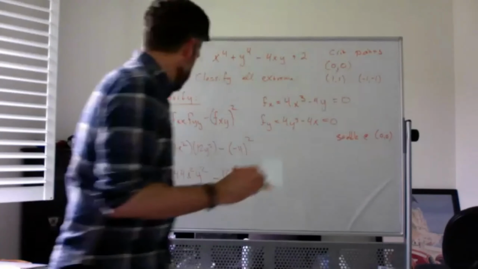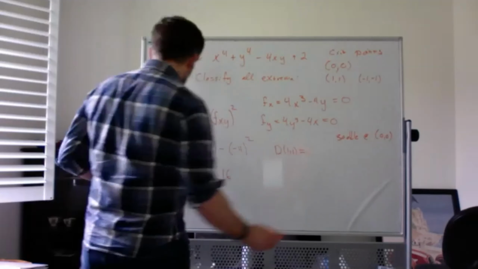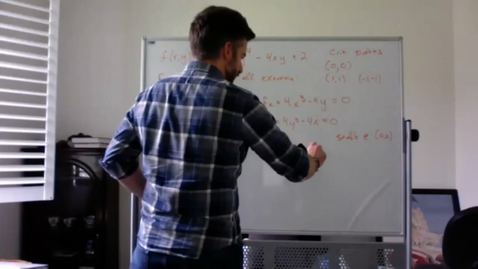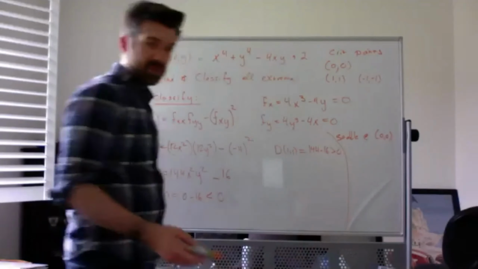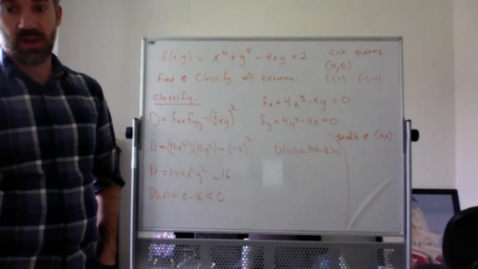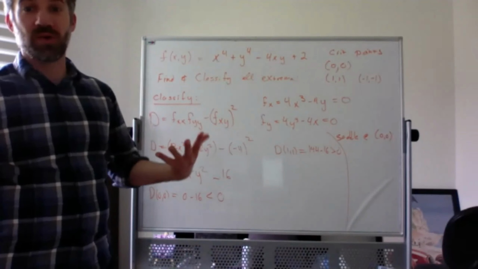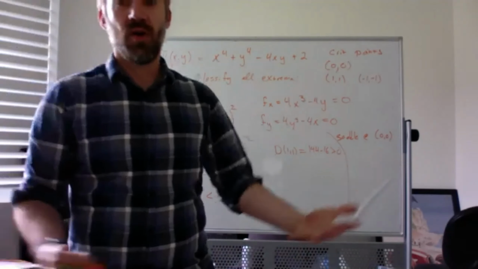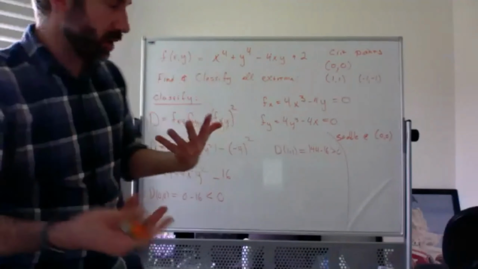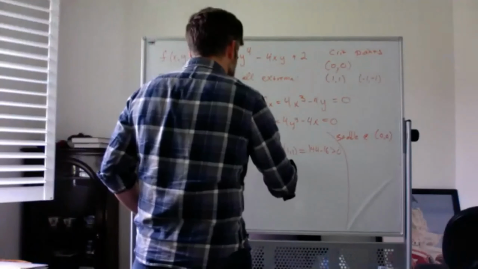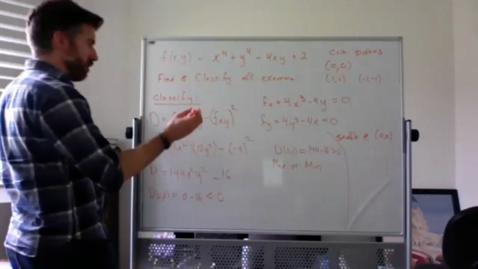Okay. So then at 1, 1, we're going to get 144 minus 16. Again, I don't really care what the number is. I just care that it's positive. So if D is positive, we don't have a saddle. What do we have? Well, it's kind of one or the other, meaning you either have a saddle or you have a max or a min. But then if it's a max or min, you have to do more work. So it's definitely a max or a min.